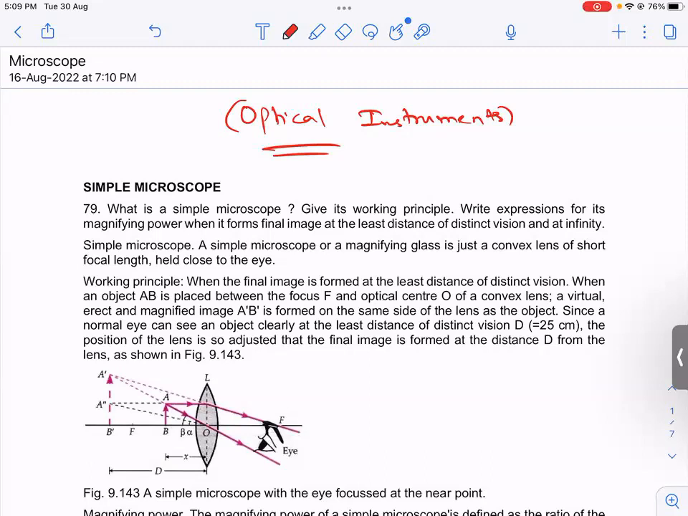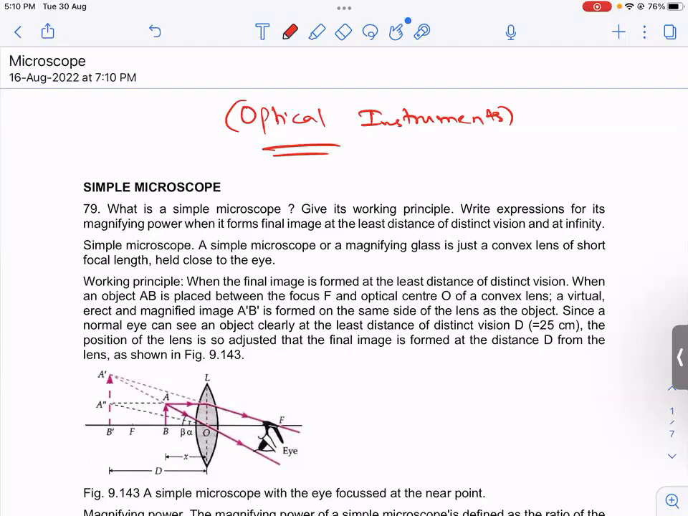Okay, so this is the outline. And the third type of optical instrument that we'll be discussing is a telescope. So where do we use a telescope? Generally to look at astronomical objects, right? So to look at objects which are at a greater distance. Do we do this or not? Right? So shall we move on?